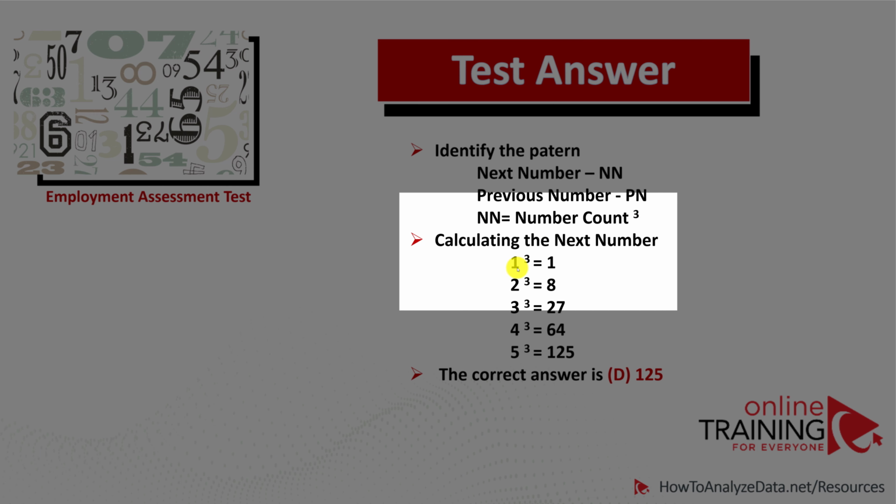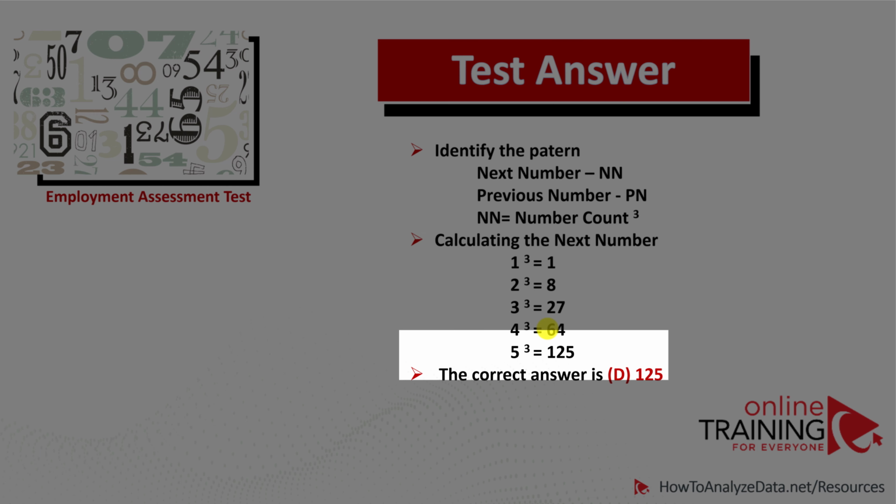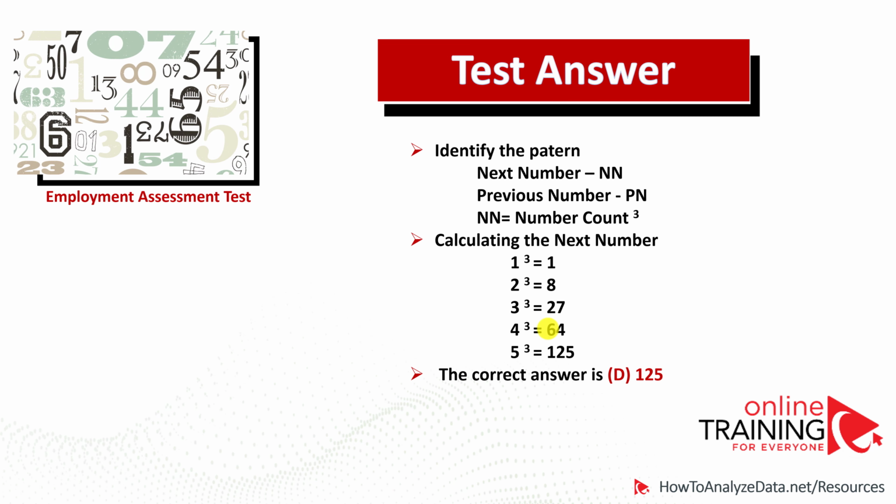For example, 1 cubed still equals 1. 2 to the power of 3 would be equal to 8. 3 to the power of 3 would be equal to 27. 4 to the power of 3 would be equal to 64. And 5 to the power of 3, which is the missing number, will be calculated as 125. So the correct solution is choice D, 125. Hopefully you've nailed this question.